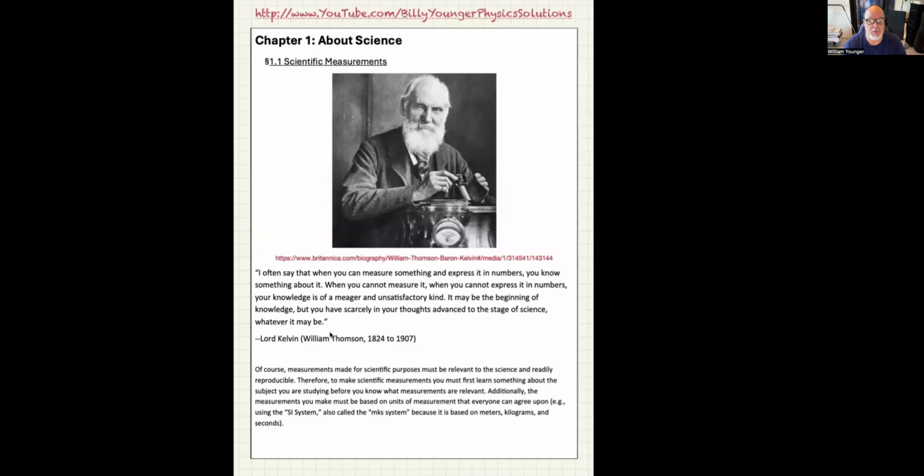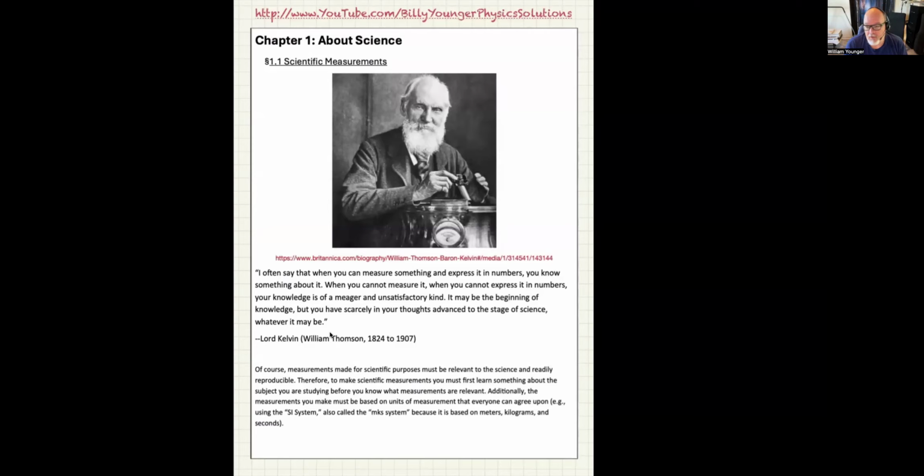This is a picture of William Thompson, who's also called Lord Kelvin. He's actually a distant relative, if you will, of Paul Hewitt. But anyways, he's been quoted in your textbook, and I'd like to read that quote because this is chapter one about science, and specifically section 1.1, which is scientific measurements.